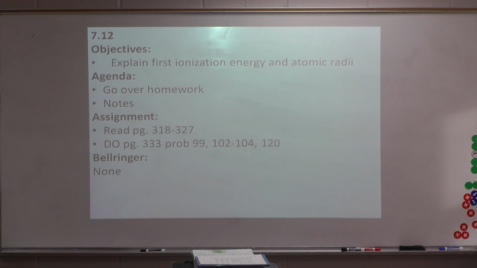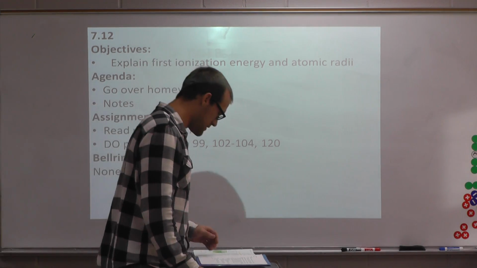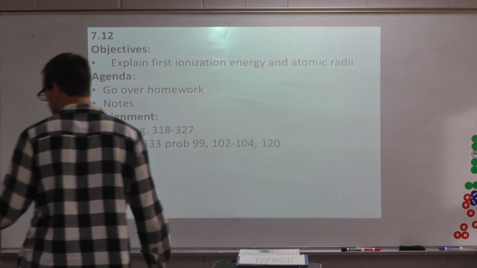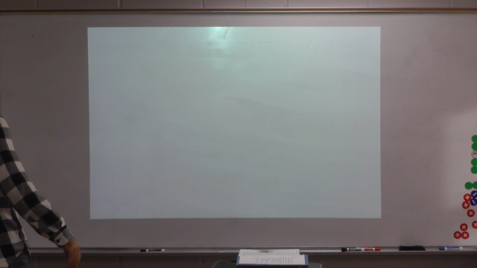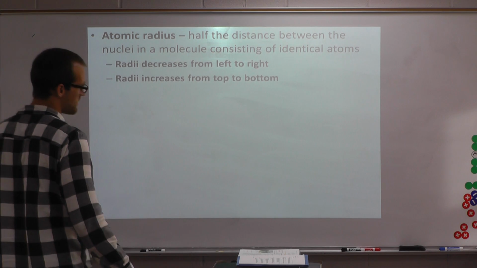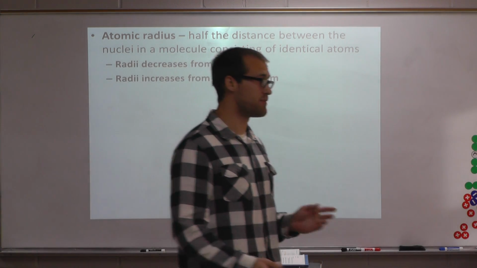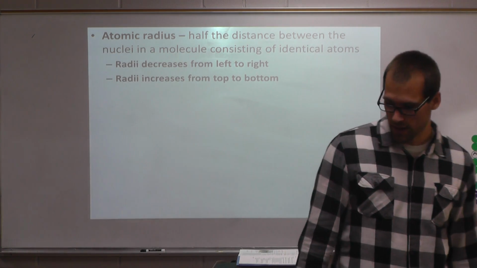So, today we got trends: ionization energy, radius, things like that. We're going to go a little bit deeper into some of this stuff. Now, in your notes, it has you do ionization energy first. I'm going to start with atomic radius because I think atomic radius is the best way to explain ionization energy.